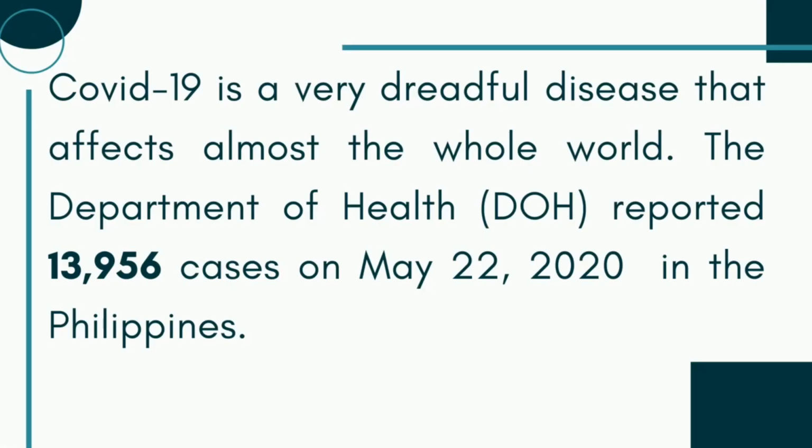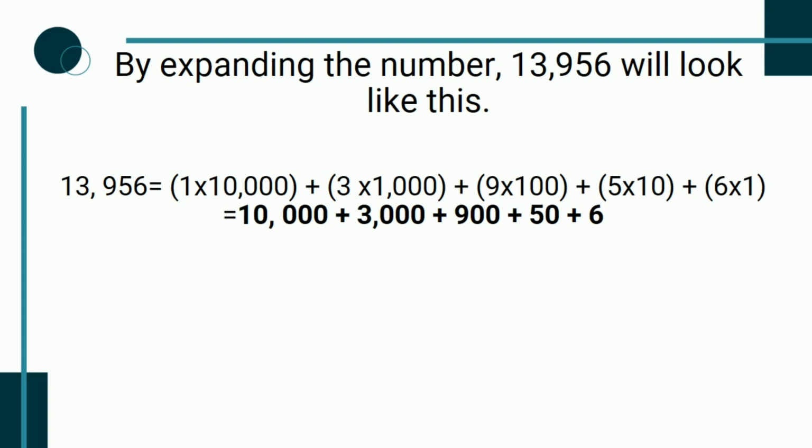To further understand what I am saying, let us use base 10 blocks in representing the given number earlier. The number was 13,956. Let us expand the number. By expanding the number, 13,956 will look like this. When we say expanding, the digit is being multiplied by its place value. The expanded form of 13,956 is 10,000 plus 3,000 plus 900 plus 50 plus 6.